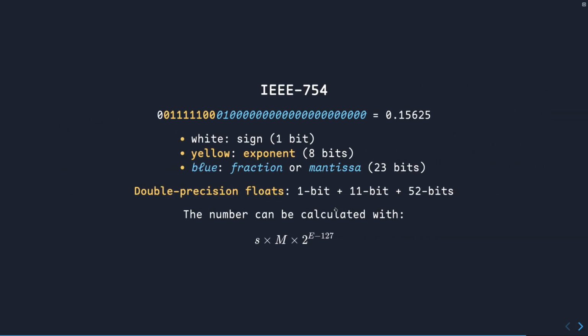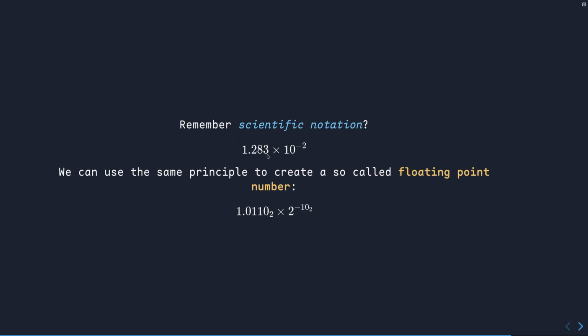And this is what the IEEE 754 standard does. This is the standard that is used in basically all computer systems right now. First we start with a bit that represents a sign, which just says whether this number is negative or positive, just like with our signed numbers. Then we have an exponent, which is the part you would see in the exponent right here.